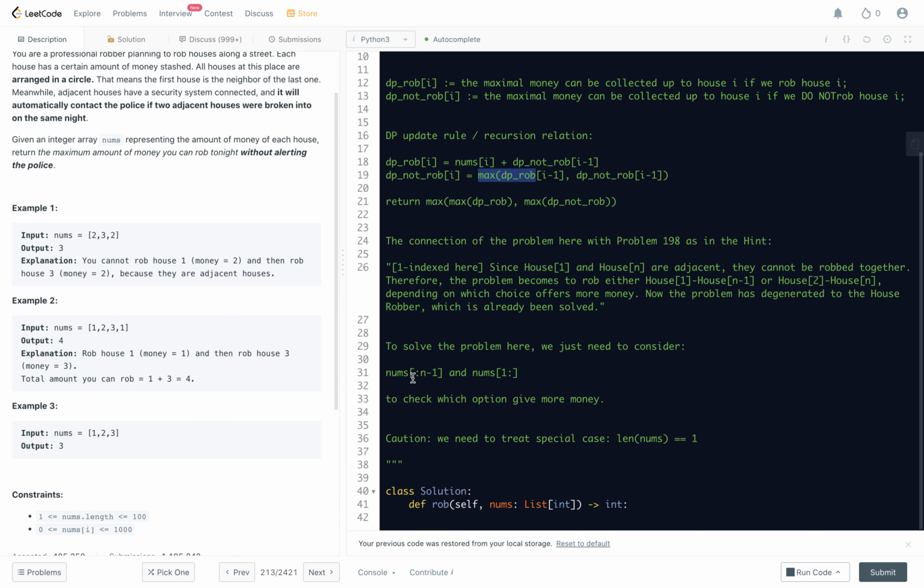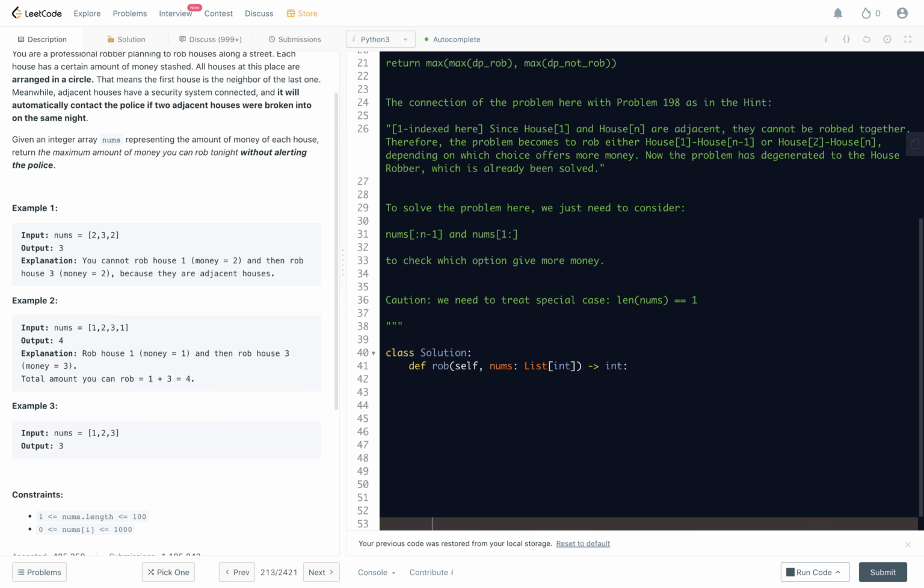With this connection, to solve the problem here, we just need to consider nums up to before the index n-1, or, leaving out the head, consider nums starting from 1 to the tail. Then check which option gives more money. So that's the solution plan. Here is actually a caution: we need to treat special cases. When the length of nums is 1, we just need to collect the money in the array.